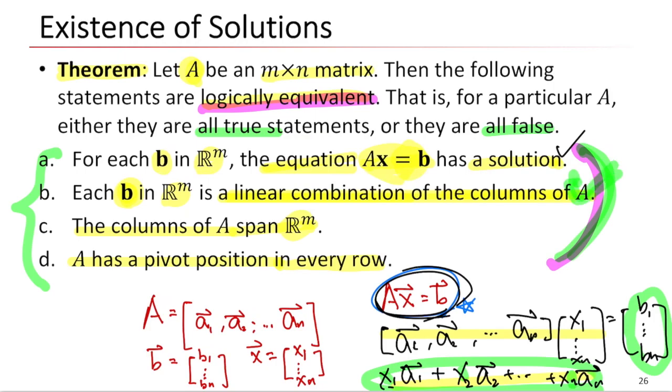Second statement: the columns of A, a1, a2 through an, span every point in R^m space, and it means that matrix A has a pivot position in every row. What does that mean? In the last lecture, if the matrix A has a pivot position, there exists a solution. So these four statements represent the same property of the linear system.